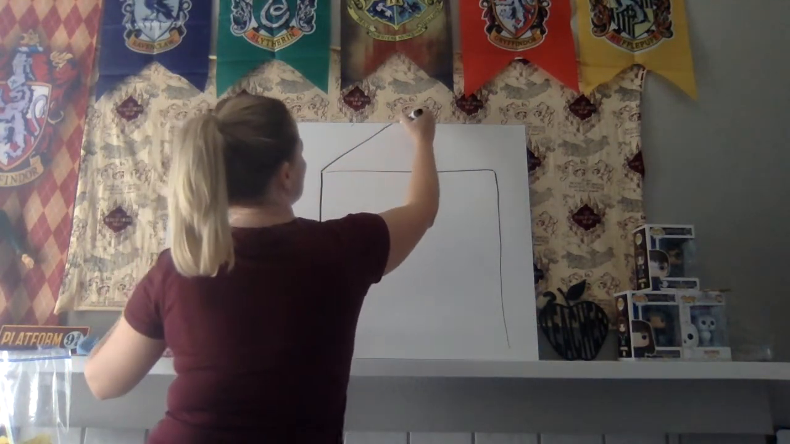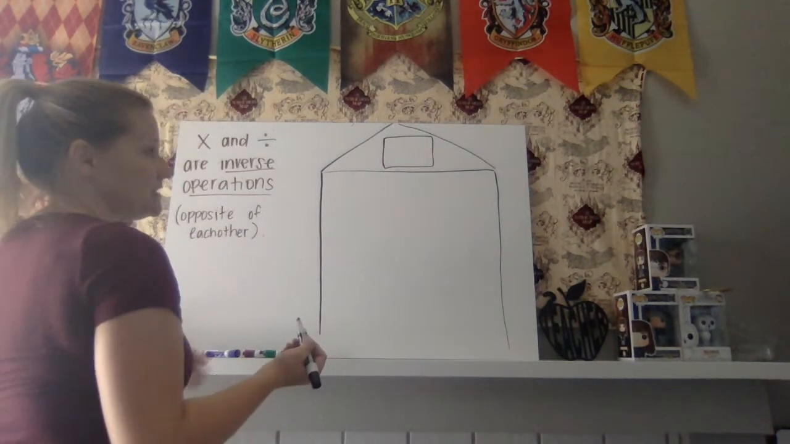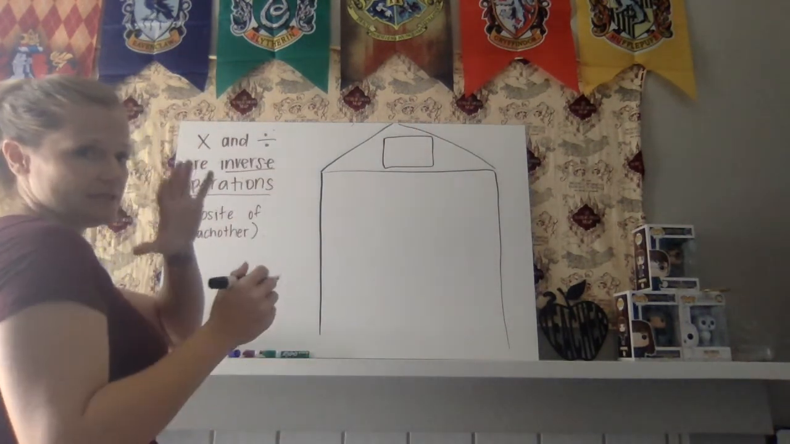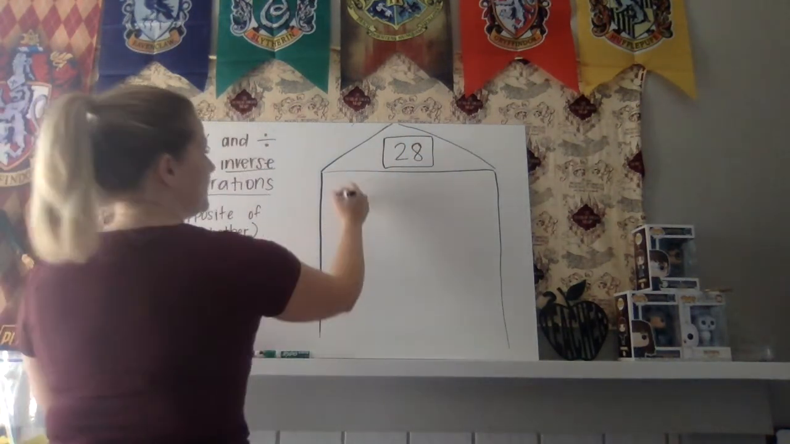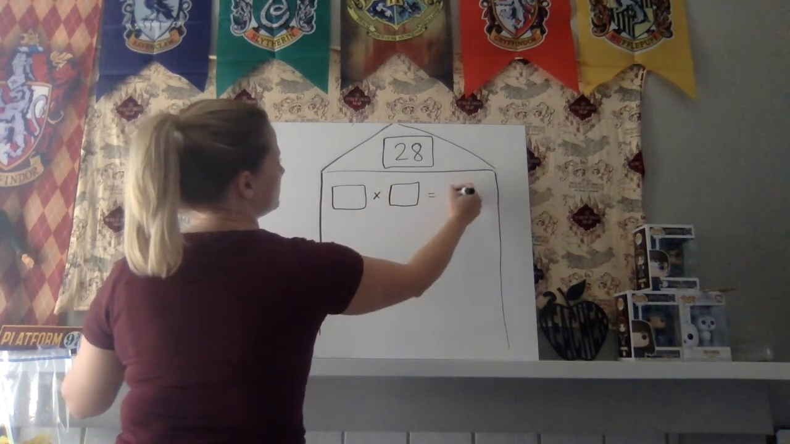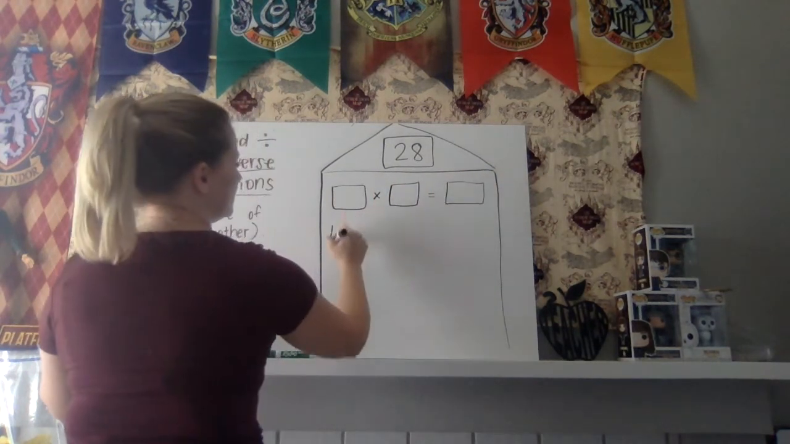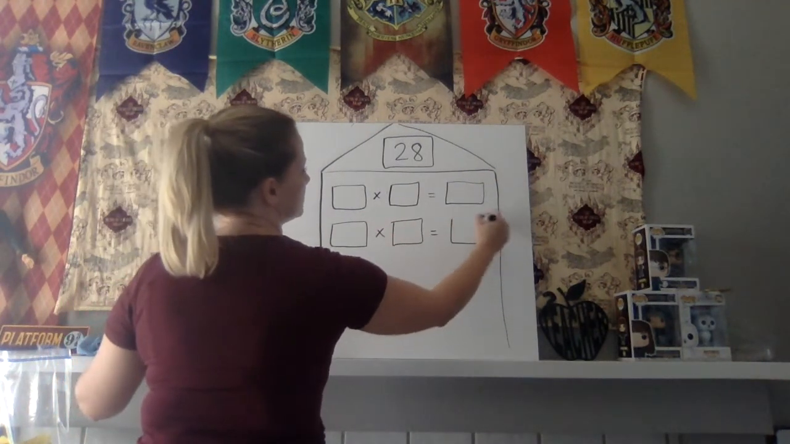And in the roof has the product in there, okay? So that's the final number that we want to get to, so 28, okay? And then it also looks like this. You have this times this equals, this box times this box equals this box.